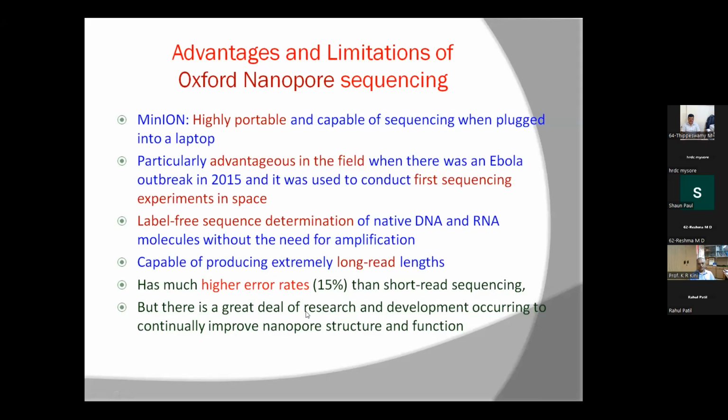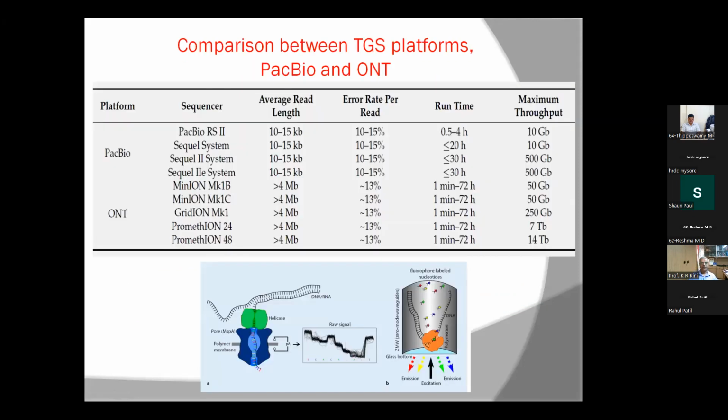But there is a lot of research and development going on in this field to improve the structure of the nanopore and the base calling, and they are reducing the error rate to much lower than what it is now. So this is the comparison between the third generation platforms, PacBio and the Oxford Nanopore systems. They are different machines like that.